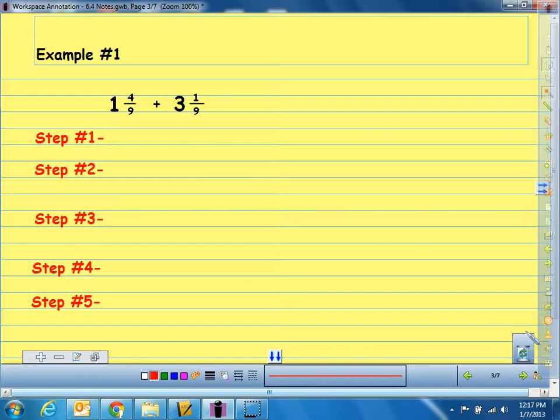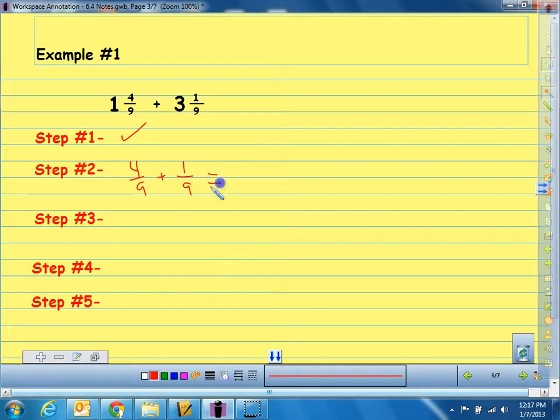We have 1 and 4/9 plus 3 and 1/9. Our first step is to check for common denominators and convert if we don't have them. Well, if we look, we happen to have a 9 here and a 9 here. So we have our common denominators. We're done with that step. Step number 2 was to add or subtract the fraction parts. So we're going to take 4/9 and we're going to add it to 1/9.